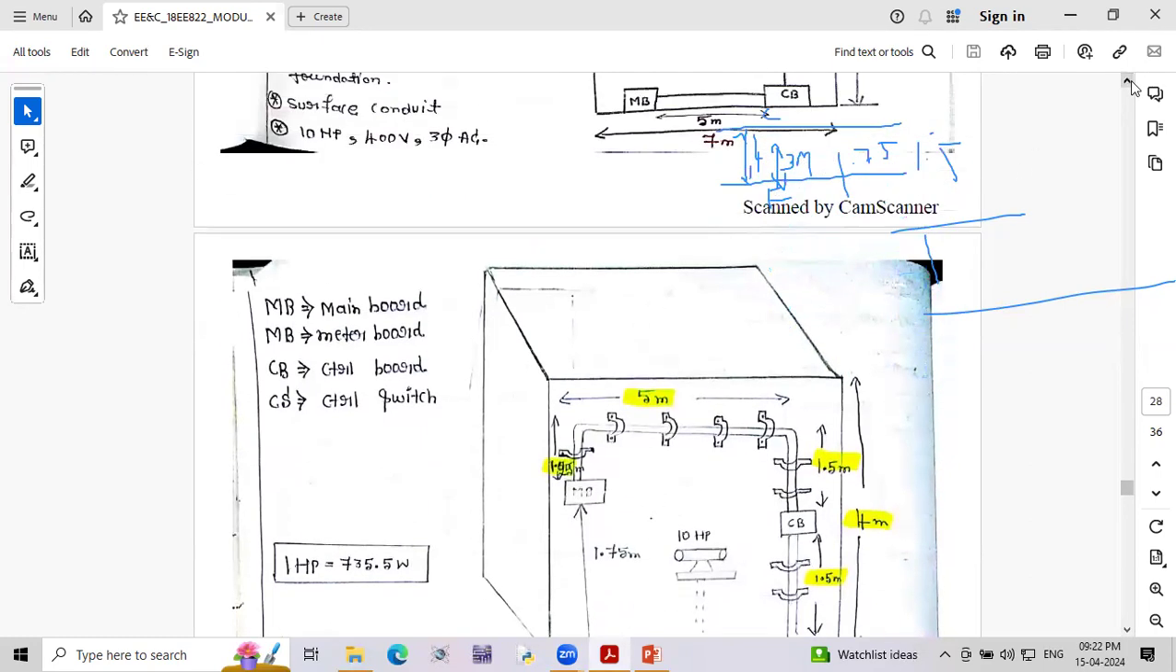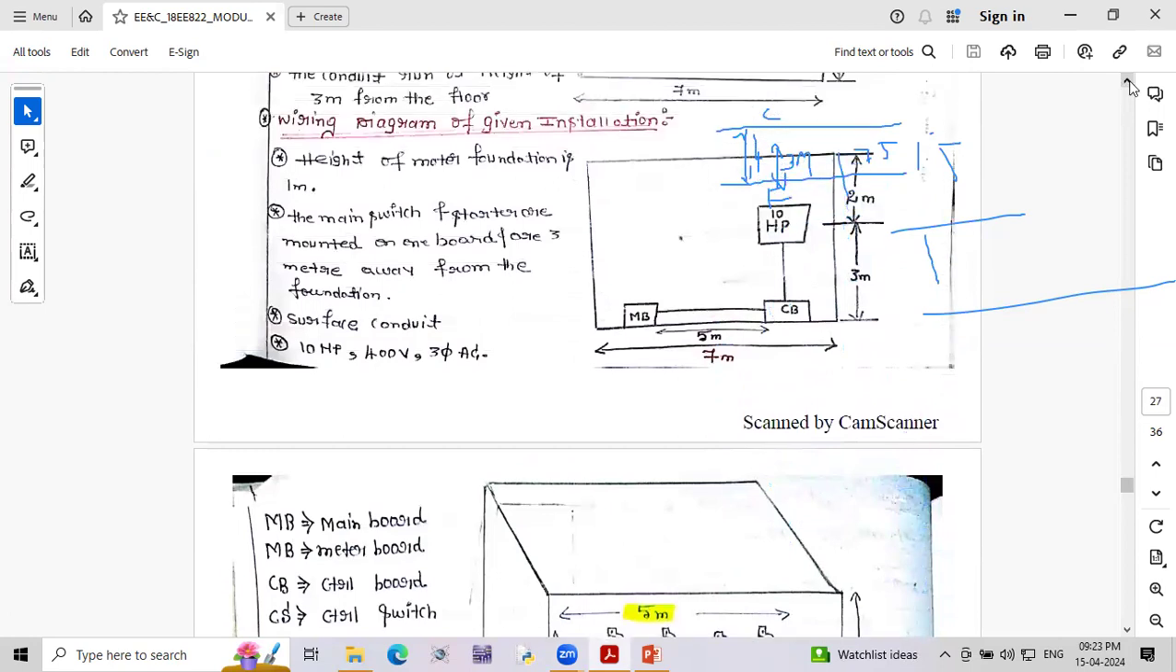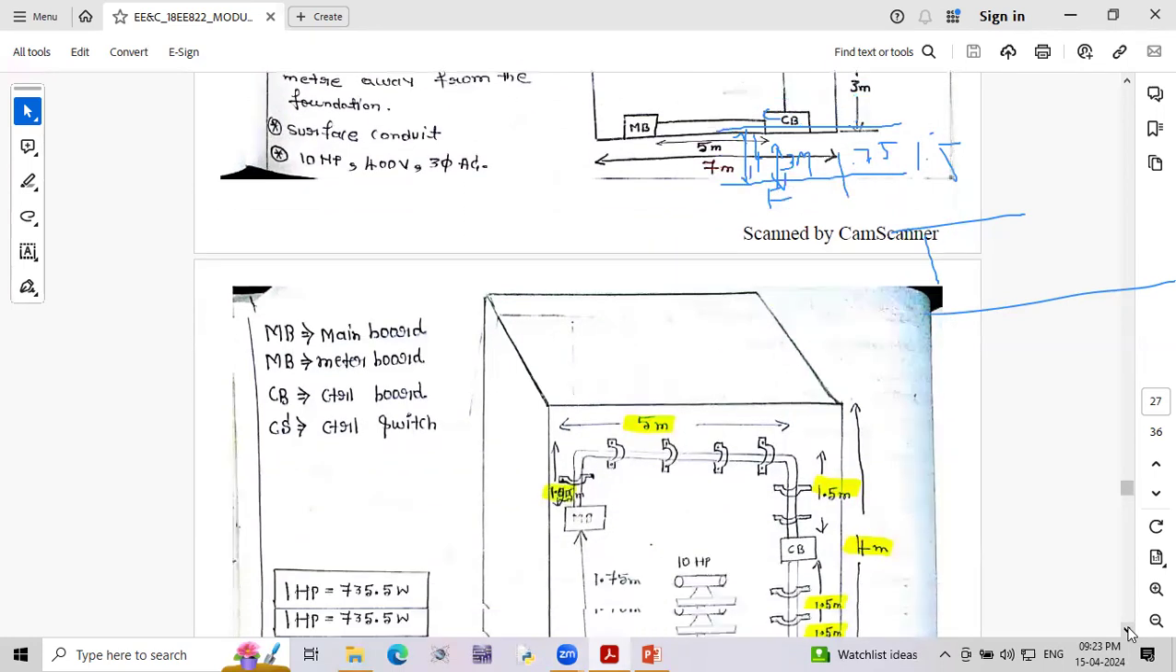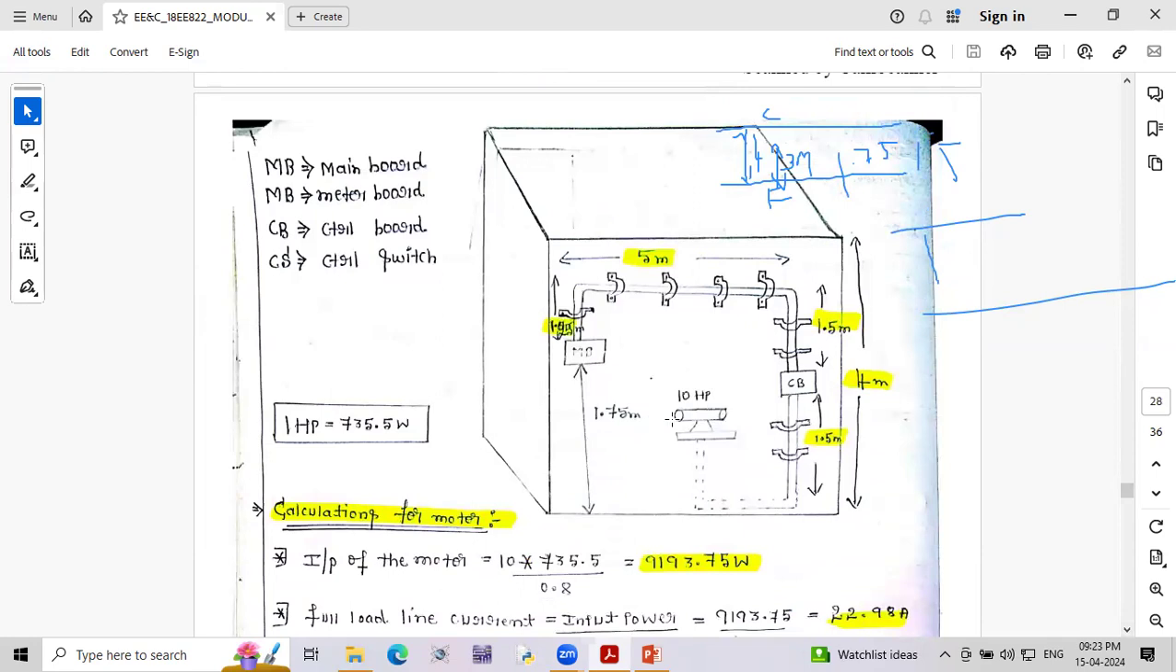The total building height is 4 meters, and another assumption we made is 3 meters of conduit running. So what is the remaining? 3 meters minus 1.75 meters is 1.25 meters. The total height is 4 meters for the motor installation, but the conduit height is 3 meters, so we place the main board at a height of 1.75 meters. The vertical rise needed is 1.25, and 1.25 plus 1.75 makes 3 meters. So 3 meters of vertical rise, and we need to run 5 meters.